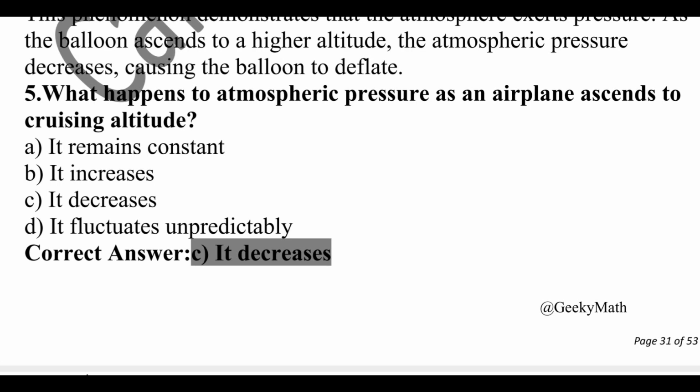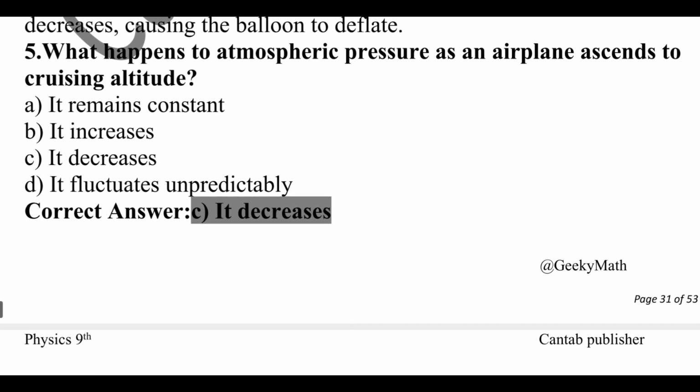Question number 5. What happens to atmospheric pressure as an airplane ascends to cruising altitude? Option A, it remains constant. Option B, it increases. Option C, it decreases. Option D, it fluctuates unpredictably. So the correct answer is option C, it decreases.